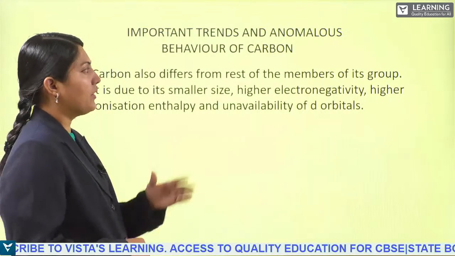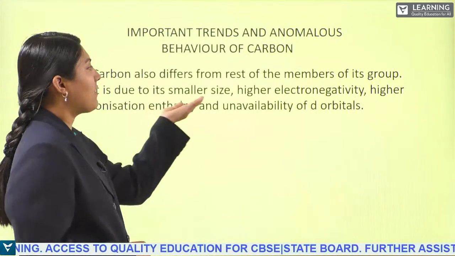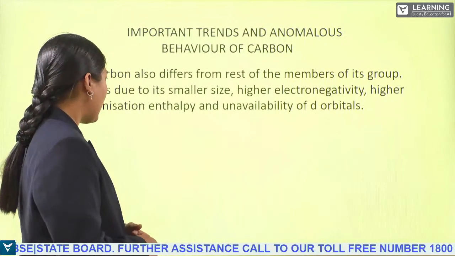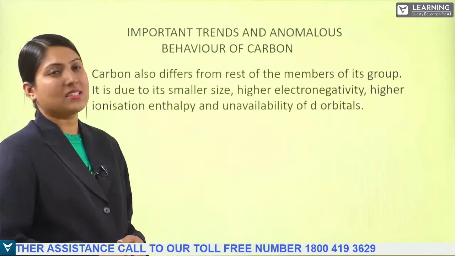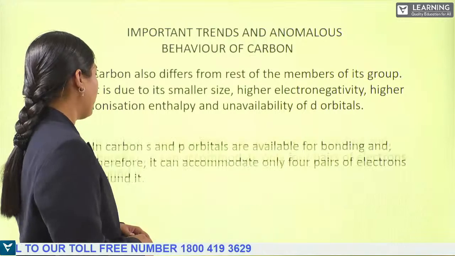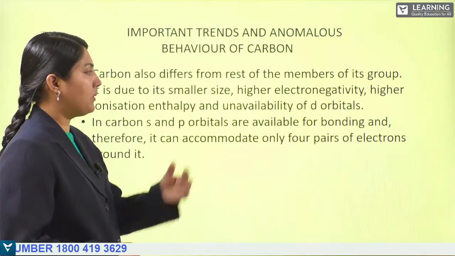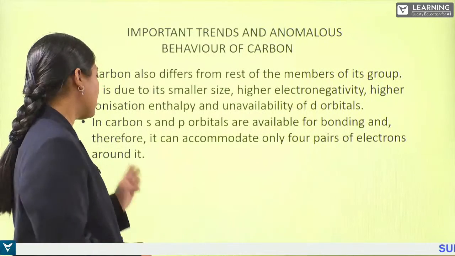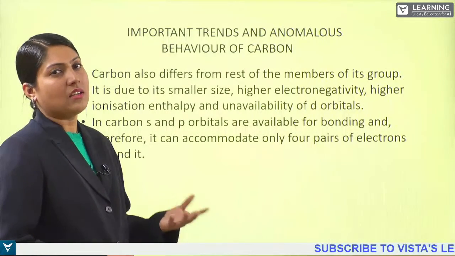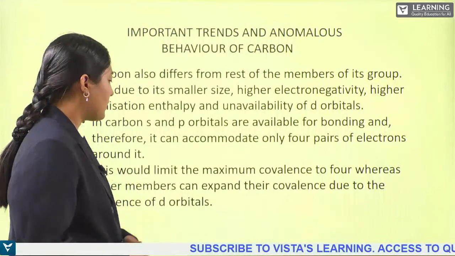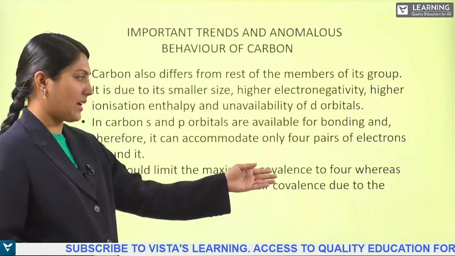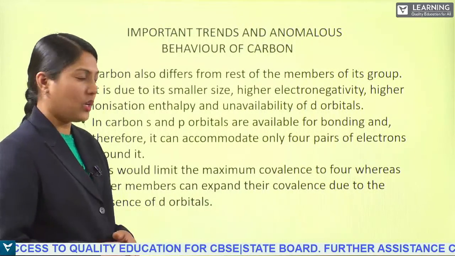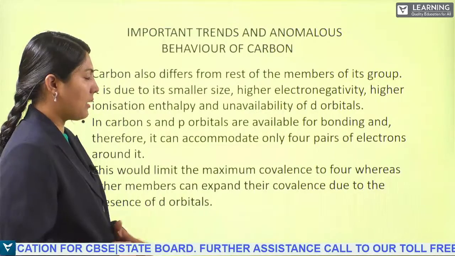Carbon also differs from the rest of the members. As we say, it has a smaller size and higher ionization energy, and there are no d orbitals available. In carbon, only s and p orbitals are available for bonding, and therefore it can have only 4 pairs of electrons as it cannot expand further. This limits the maximum covalency to 4, as I said just now. The other elements can expand due to the presence of d orbitals, which cannot be done by carbon.